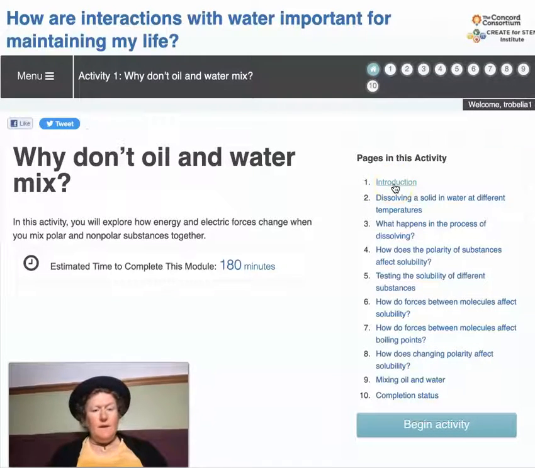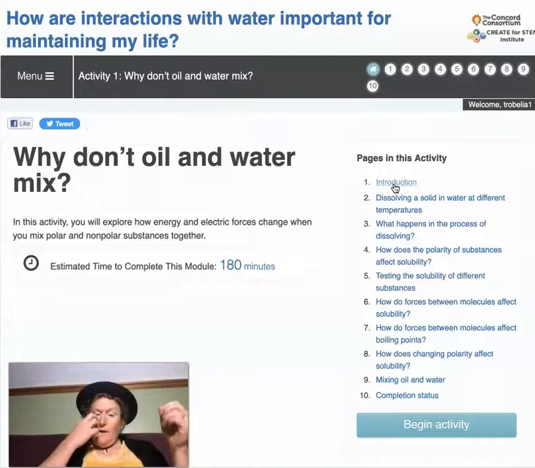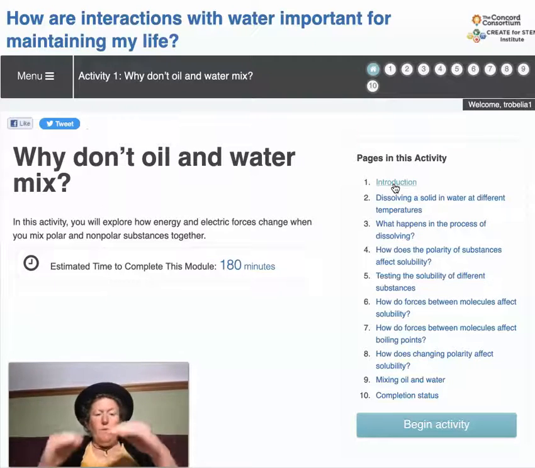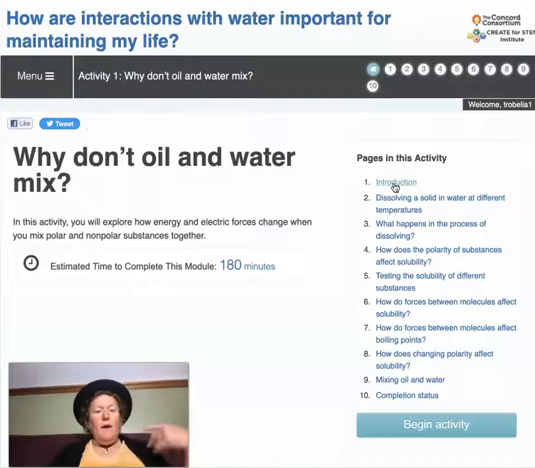We're investigating why oil and water mix the way they do, which you may have seen in salad dressing. You shake up that salad dressing, and then eventually it all settles out. You have to pour it quick before the oil and water separate. We're going to look at that phenomenon and look at the molecules involved and figure out why that happens.